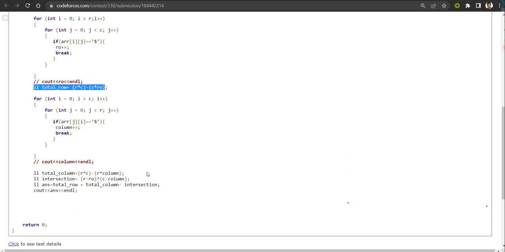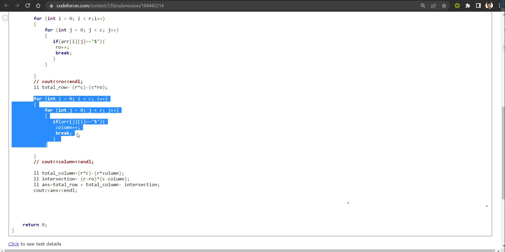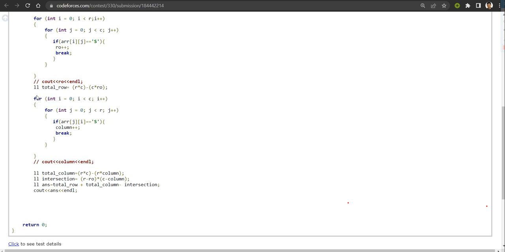In a similar fashion, we are going to count the total number of columns, and then, as I have already told you, after that we have to calculate the intersection, and in the answer portion we have to subtract the intersection from total row and total column. So that's all for the solution.